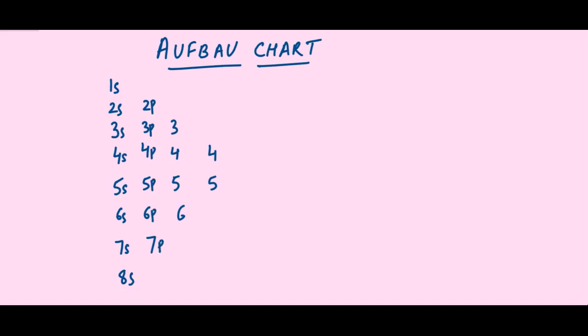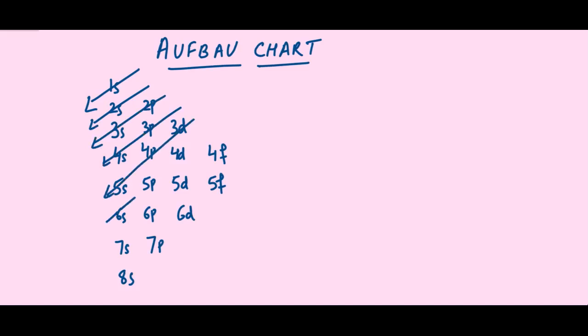In the third row, you put D with all the numbers. In the last row, you put F with all the numbers. Okay. Then you start making the arrows like this. So you can draw the arrow in this way. So when you go according to these arrows, you will get the direction of the filling of orbitals.